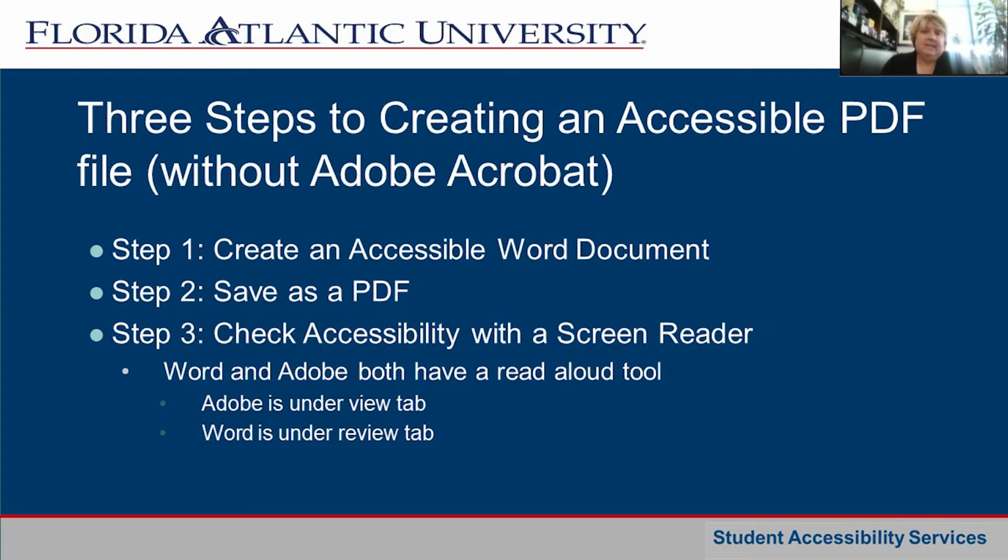So the 3 steps are we create an accessible Word document first. And I did do a presentation on this earlier this year on how to create an accessible Word document. And with the files that I shared to give out to everybody today, I actually put a copy of the accessible Word step-by-step guide for you. So it's a refresher. So we create an accessible Word document, then we save it as a PDF within Word, and then we can check the accessibility with the screen reader.